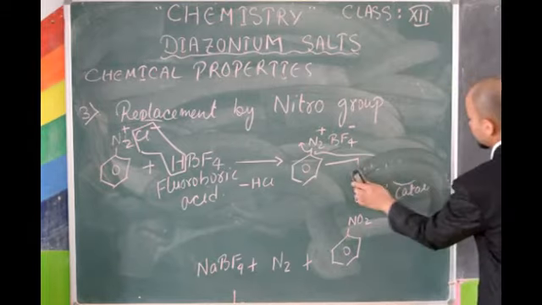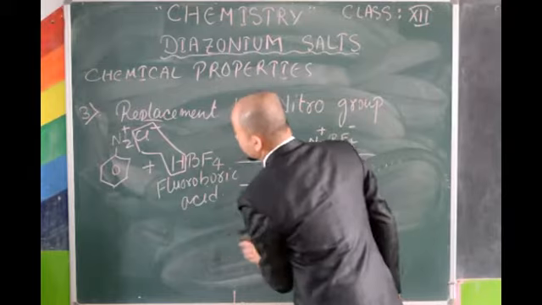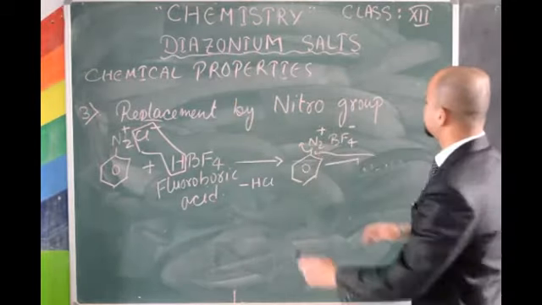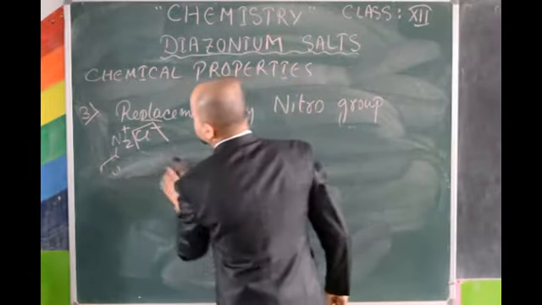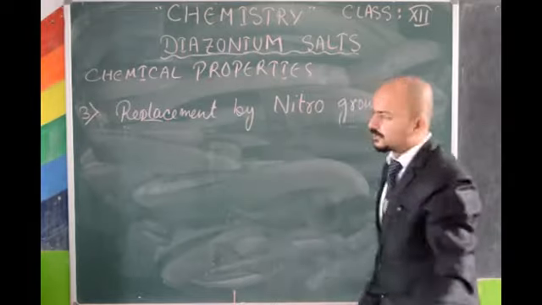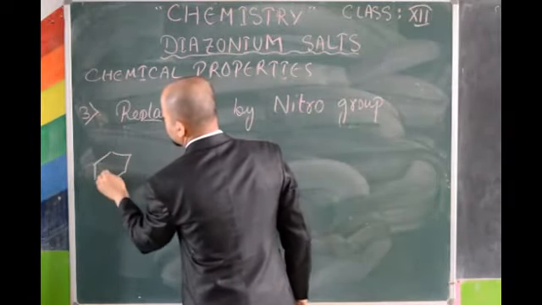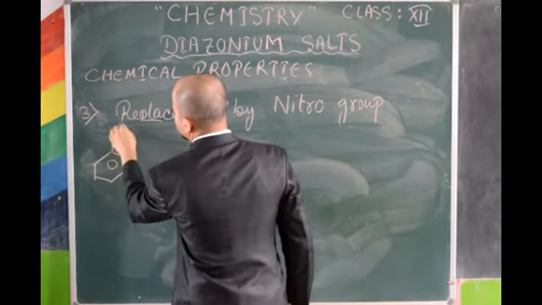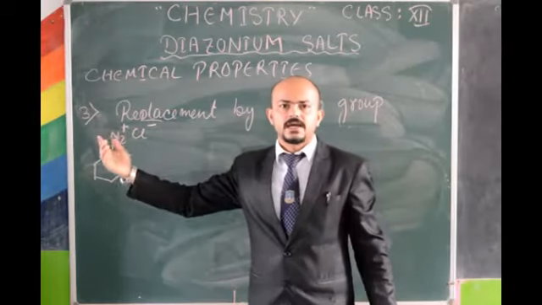Now, let's discuss this reaction first. Okay. Now, replacement by halogens. Now, this group here, N2+ Cl-, this entire group can be replaced by halogens.